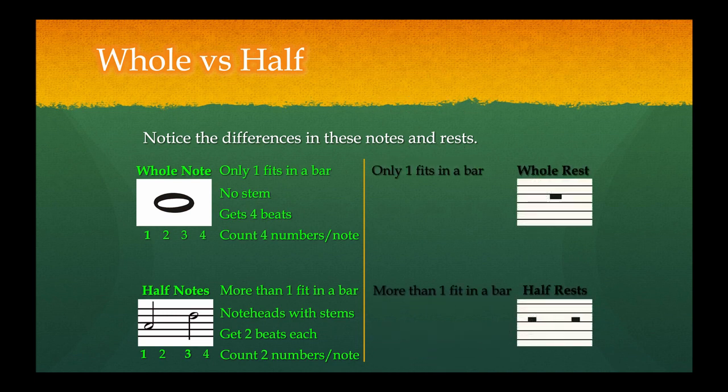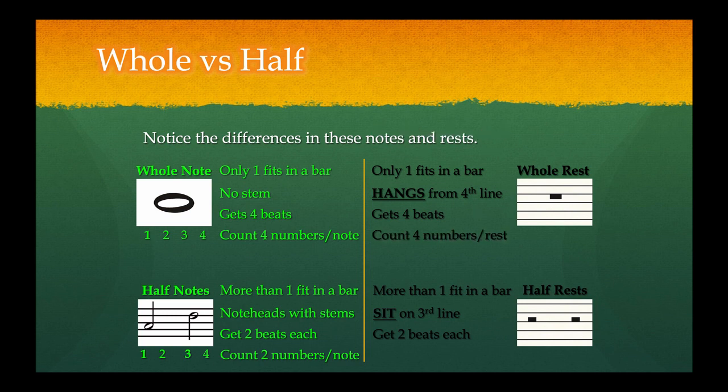Only one whole rest fits in a bar. More than one half rests fit in a bar. The whole rest hangs from the 4th line. Half rests sit on the 3rd line. A whole rest gets 4 beats of silence. Half rests get 2 beats each of silence.